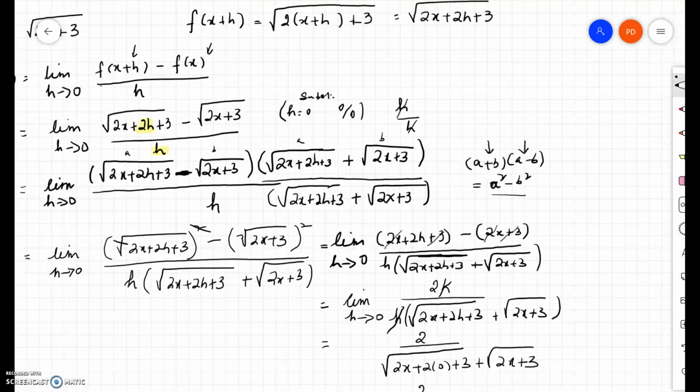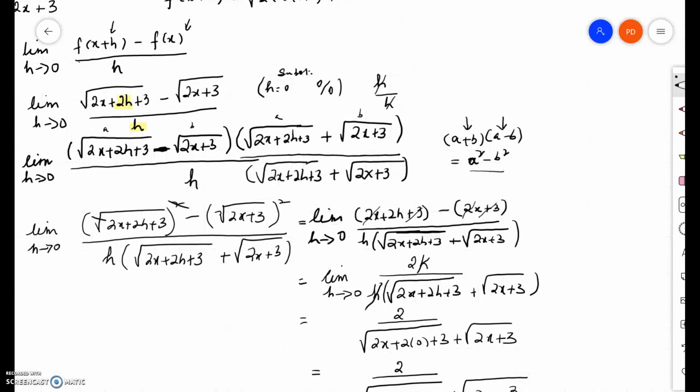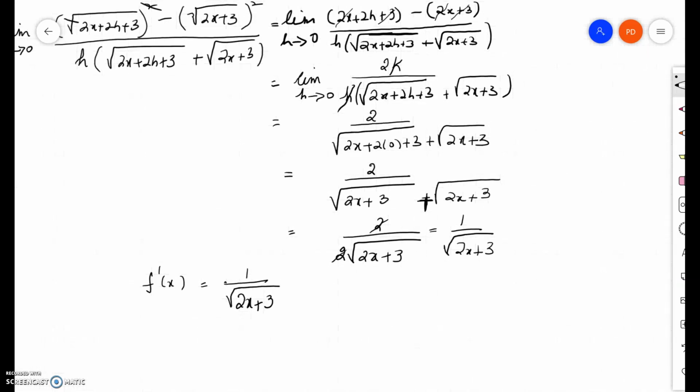Now, let's look at the second part, which says find f prime of x at x equals 1. So we know what f prime of x is. Now we need to evaluate f prime of x at x equals 1. So now all we have to do is plug in x equals 1. So that is 1 over radical 2 times 1 plus 3, which is equal to 1 over radical 5. So what we've done is we've evaluated the derivative at 1.